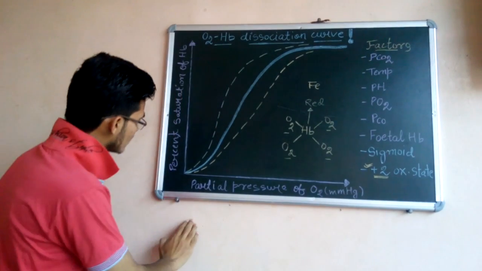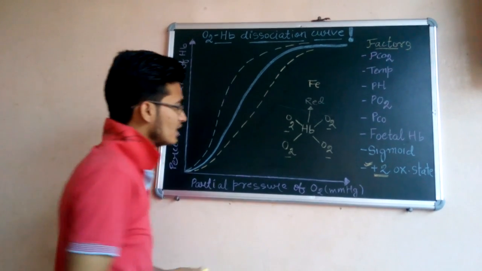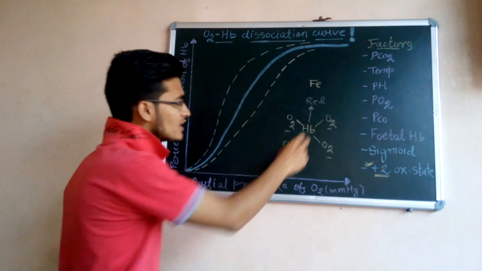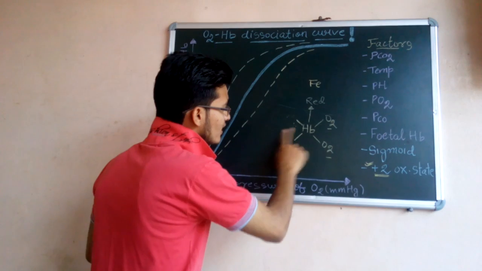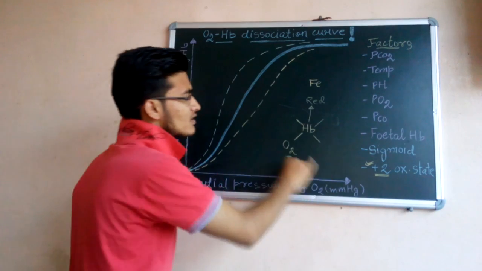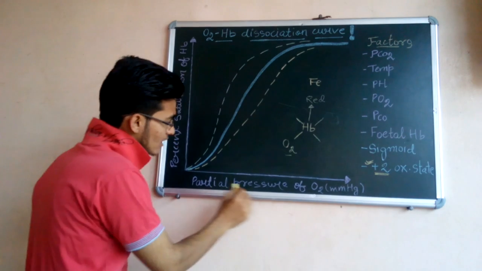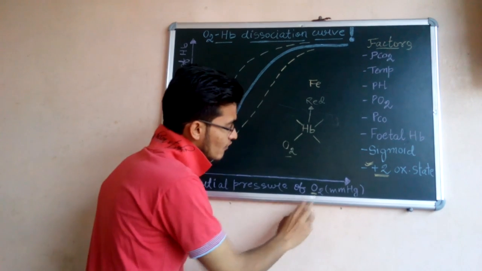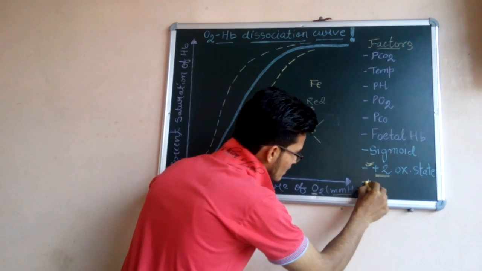So the oxygen dissociation curve is the plot between percent saturation of hemoglobin. What do you mean by saturation of hemoglobin? That is how many oxygen molecules are binding to a particular hemoglobin molecule. If it is bound to 4 oxygen molecules, it is called 100% saturated. If to 3, then 75% saturated, 50% saturated, 25% saturated, and so on. So it is the graph between percentage saturation of hemoglobin and partial pressure of oxygen, that is the partial pressure of oxygen in mmHg. This is a very important point, in mm mercury.